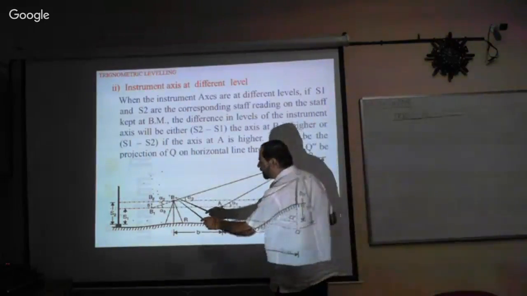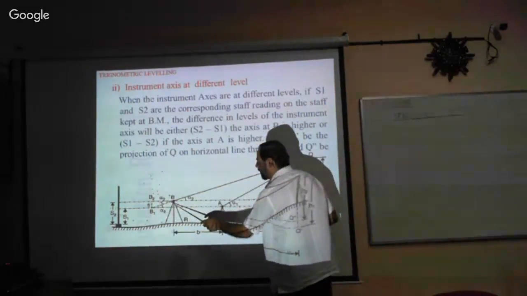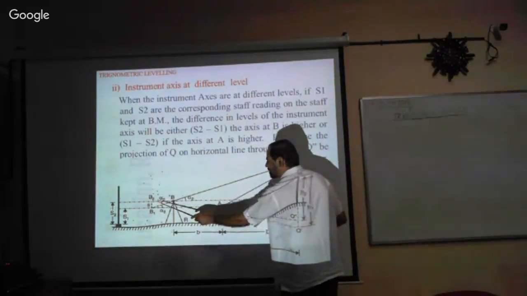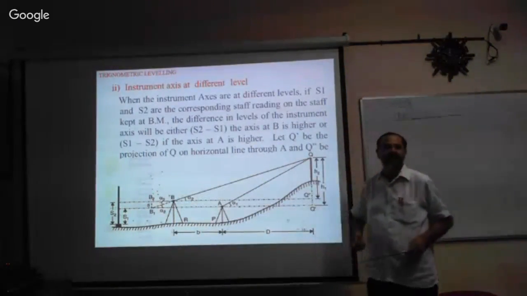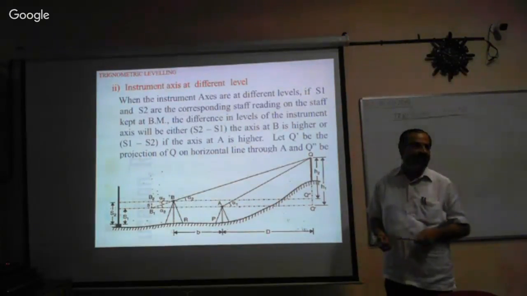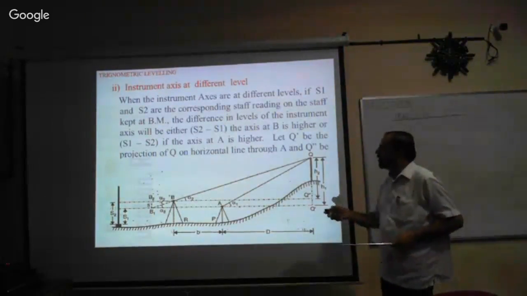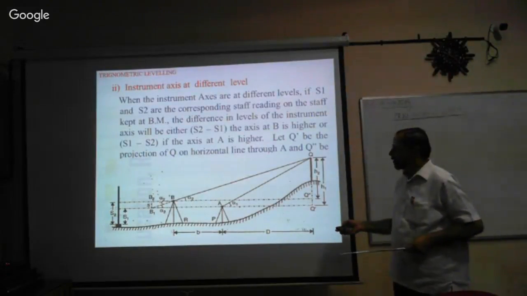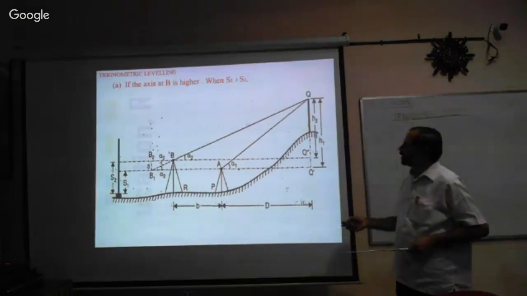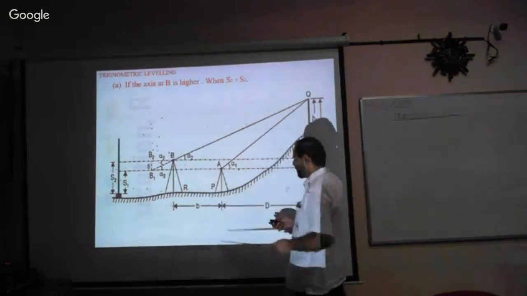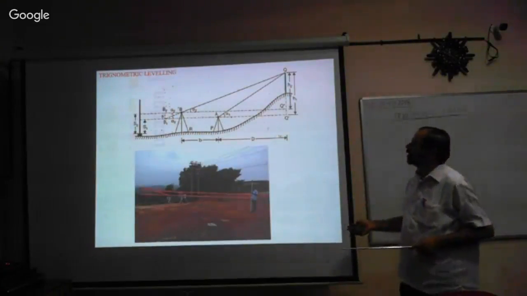After considering this triangle and simplifying, the distance from here to here becomes S cot alpha 2. Then we will see next what is going to happen. Now from here to here it is S cot alpha 2.